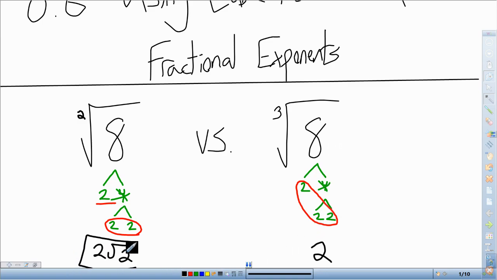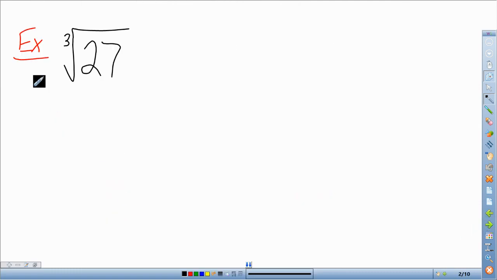So that is the fundamental difference between a square root and a cube root. You'll see that the fact that there's a 2 in front of a square root and a 3 in front of a cube root is going to come back when we get into looking at fractional exponents. But for now, let's just practice dealing with cube roots. Okay, go ahead and get this one.